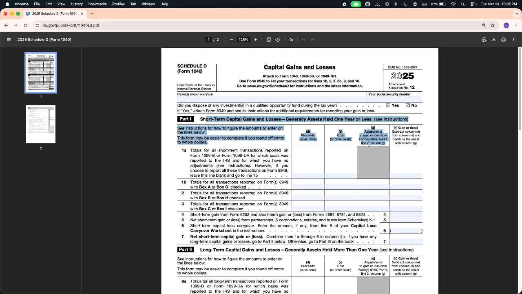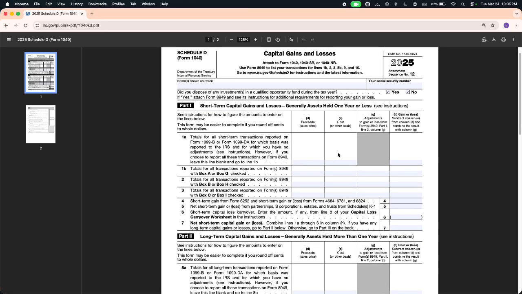Next, go to Part 1, which is for the short-term capital gains and losses. So this section is for assets held for 1 year or less. The lines in this part are grouped by how the transaction was reported. So for each line that applies, enter the totals for proceeds, costs, or other basis. Any adjustments if needed, and then gain or loss. So after that, complete the rest of the short-term section, including the carryovers or amounts from the other forms if they apply. Then total everything to get line 7.